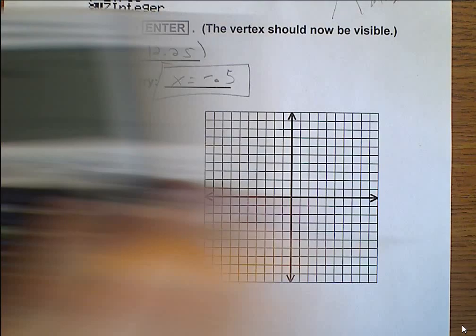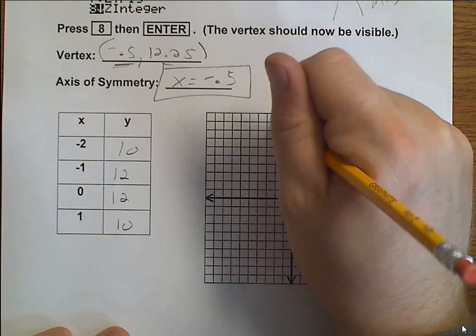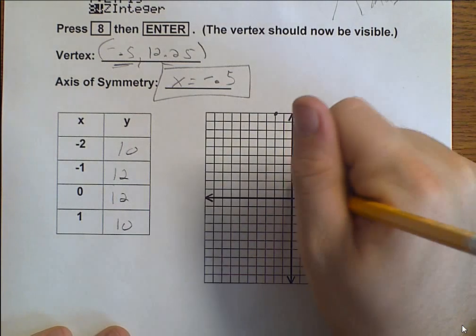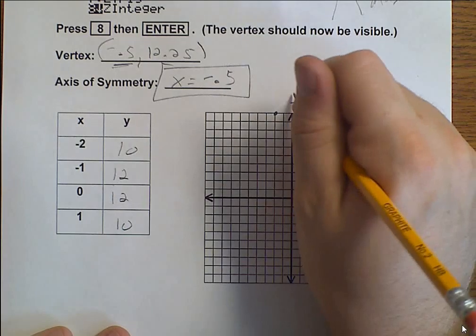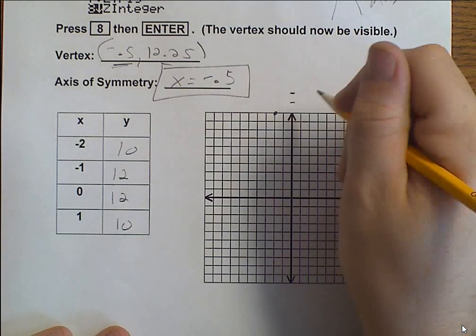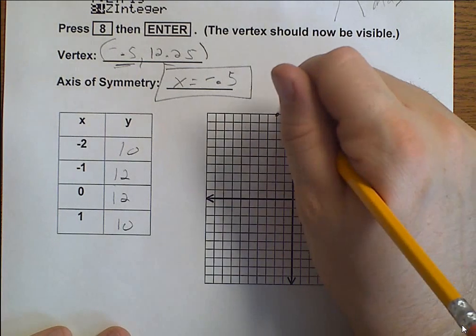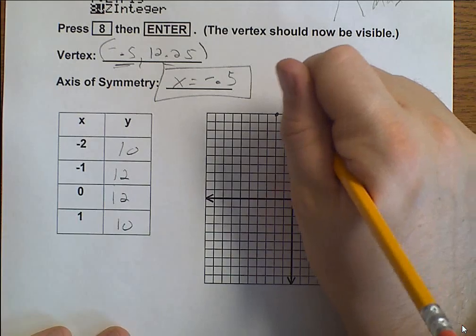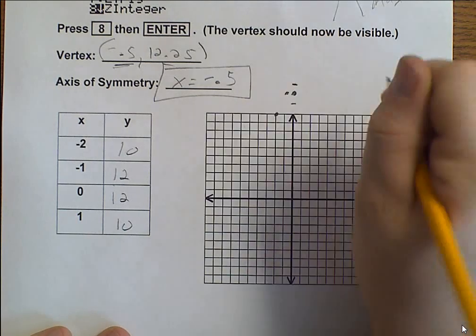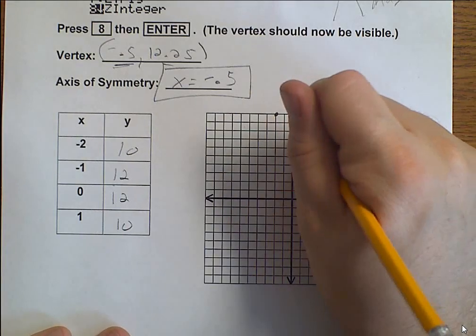And now we graph our points. Negative 2, 10. 1, 2, 3, 4, 5, 6, 7, 8, 9, 10, 11, 12. Negative 1, 12. 0, 12. Go ahead and put a 13th mark up there. And 1, 10.